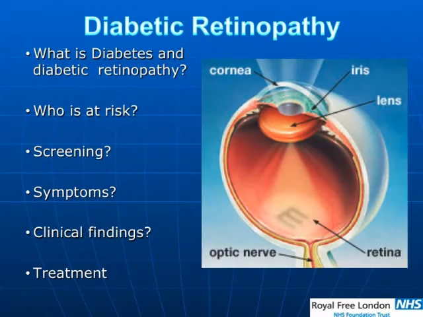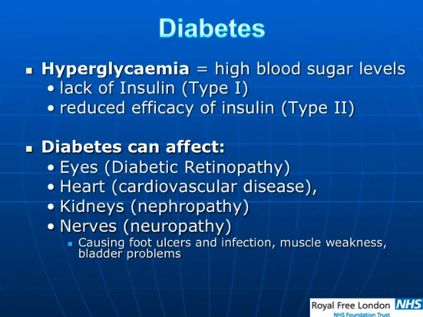Okay, so shall I go to the last part? And then I think we can finish in time. So, diabetic retinopathy. What is diabetes and diabetic retinopathy, and who is at risk? What is screening? What are the symptoms? What is the clinical finding? And the treatment. So, diabetes, you probably all know, means high blood sugar levels: lack of insulin, type 1 diabetes, or a reduced efficacy of insulin, type 2.